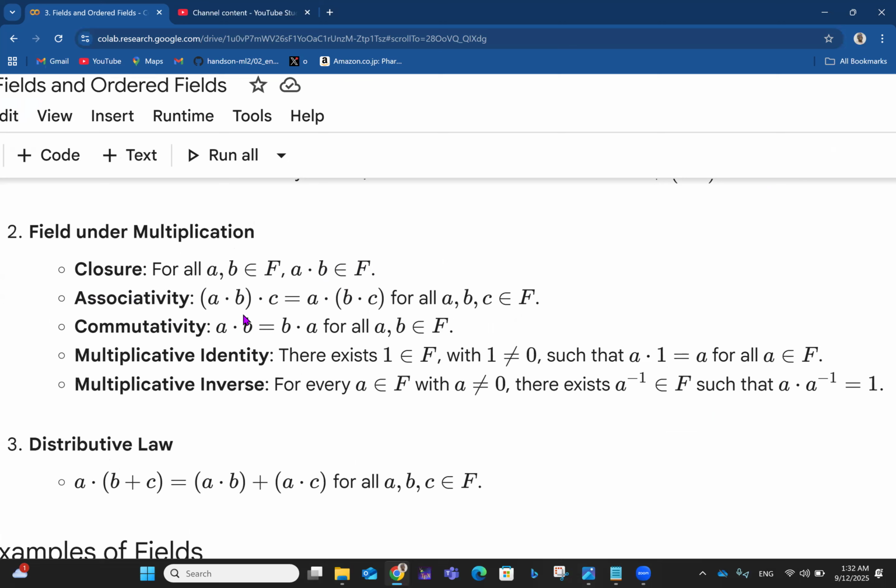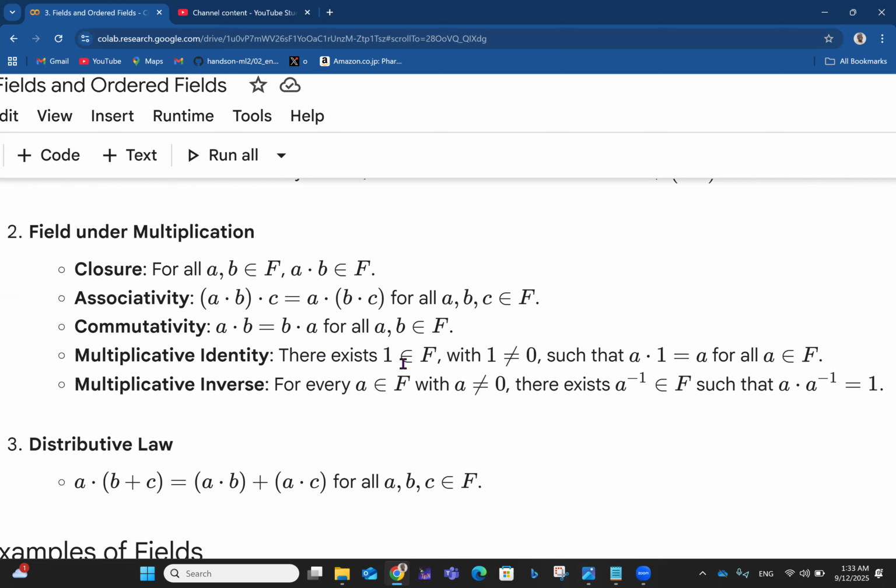Then there's also associativity. If you do A dot B first and then dot C, you get the same thing as doing B dot C first and then A dot that, for all A, B, and C belonging to the set F. Then there's commutativity, such that A dot B is equal to B dot A for all A and B belonging to F. And just like the additive case, we also have the multiplicative identity. The multiplicative identity here is 1.